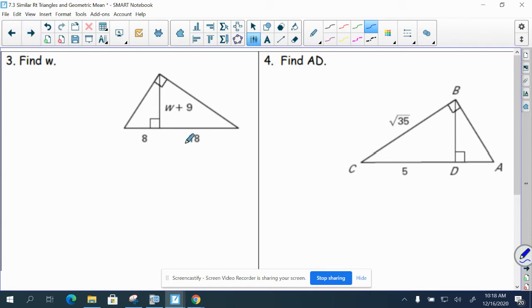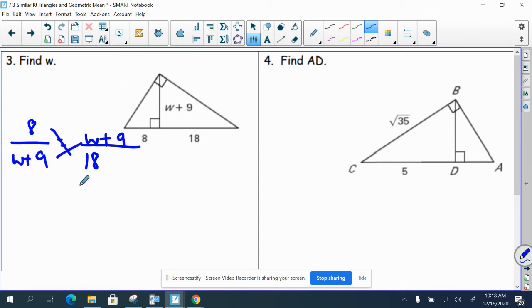Number 3, find w. Well, w is the altitude, so we're going to use an altitude theorem again. So we'll have w plus 9 and w plus 9 as the geometric mean, and then 8 and 18. Now be careful, remember from algebra that you can't cross simplify. That doesn't work like that. You can only cross multiply. You can only simplify if the fractions are divided by each other, but these are going to be multiplied.